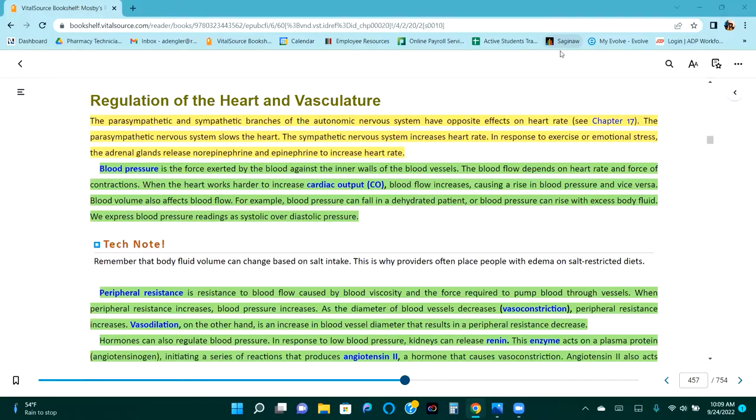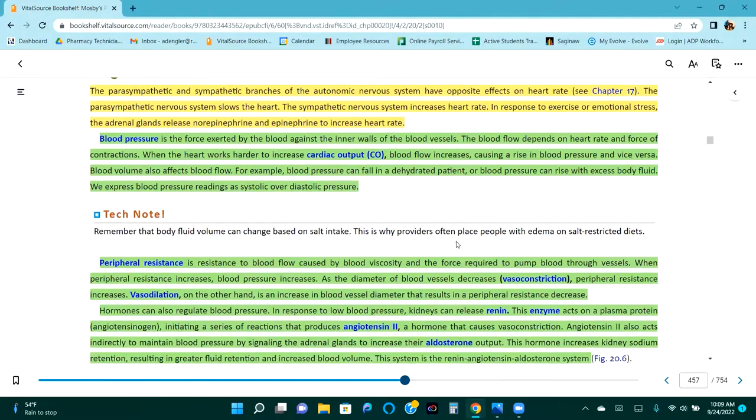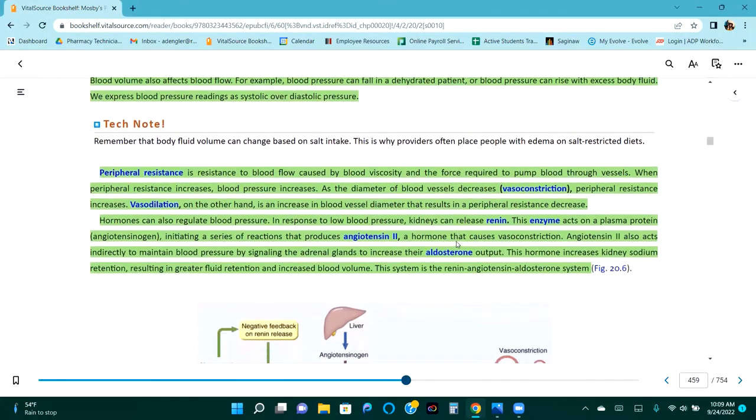Blood pressure is the force exerted by the blood against the inner walls of the blood vessels. The blood flow depends on heart rate and force of contractions. When the heart works harder to increase cardiac output, blood flow increases, causing a rise in blood pressure and vice versa. Blood volume also affects blood flow. For example, blood pressure can fall in a dehydrated patient, or it can rise with excess body fluid. We express blood pressure readings as systolic over diastolic pressure.